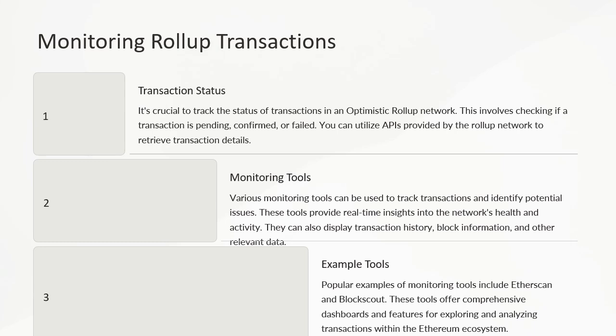Now, monitoring rollup transactions is really important. It is crucial for tracking their status. Various monitoring tools such as Etherscan and Blockscout provide real-time insight into the network's health and activity, displaying transaction history, block information, and other relevant data.